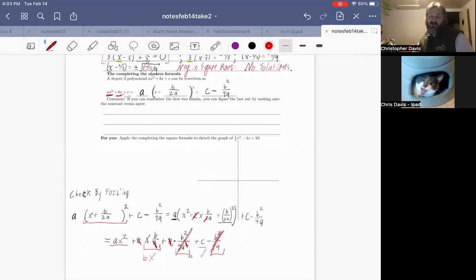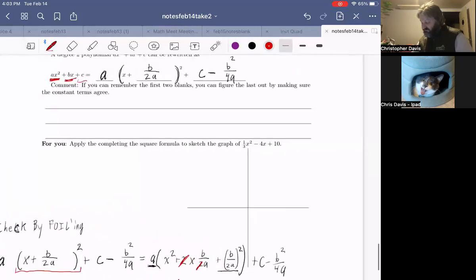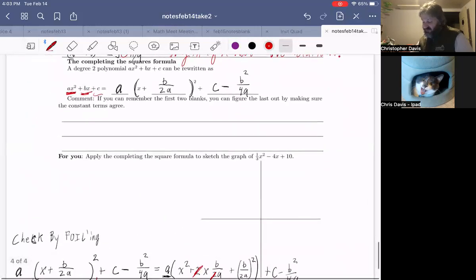So that formula is true. And how do you check it? You check it by just FOILing it out. So, all that checking was supposed to happen in here. Well. So let's use the same idea. Let's apply the completing the square formula to this. So that sure looks like our choice of a is 1/3. Our choice of b is -4. Our choice of c is 10.